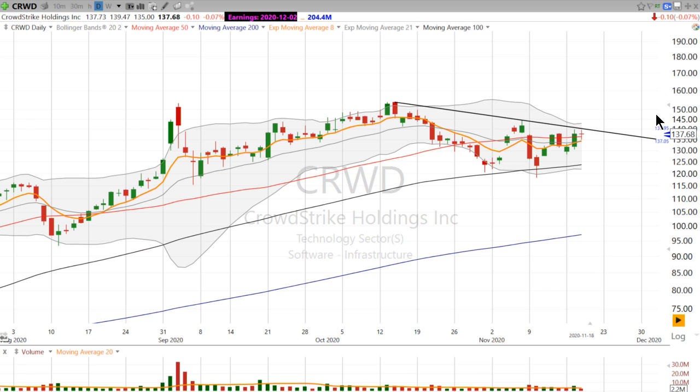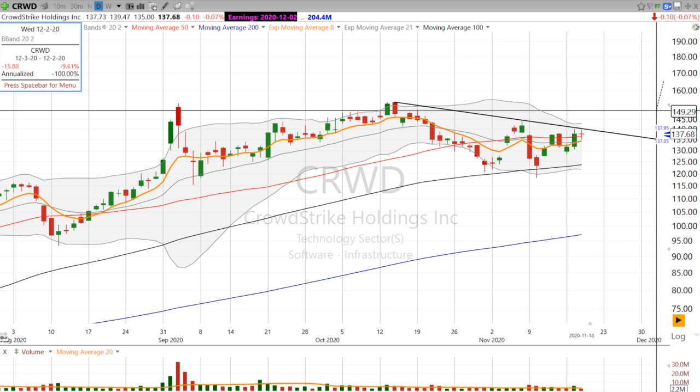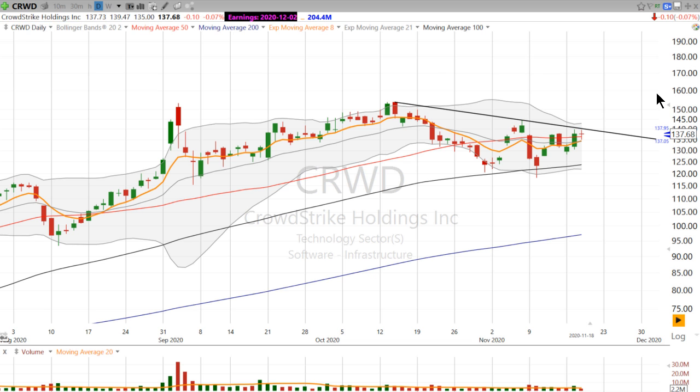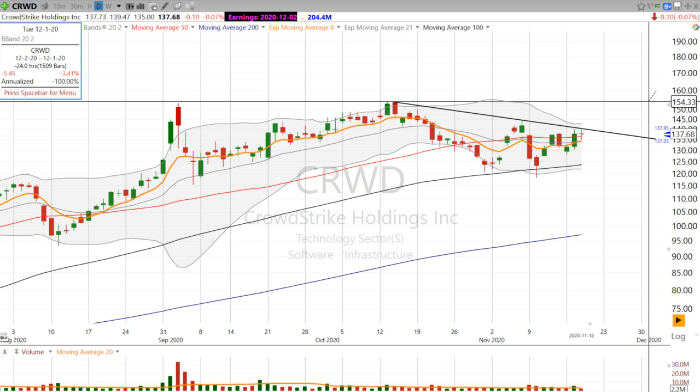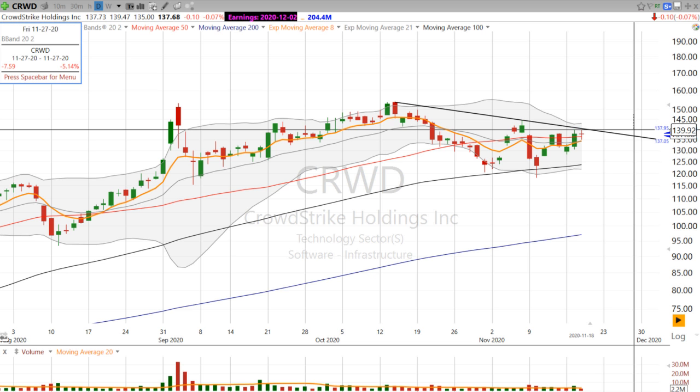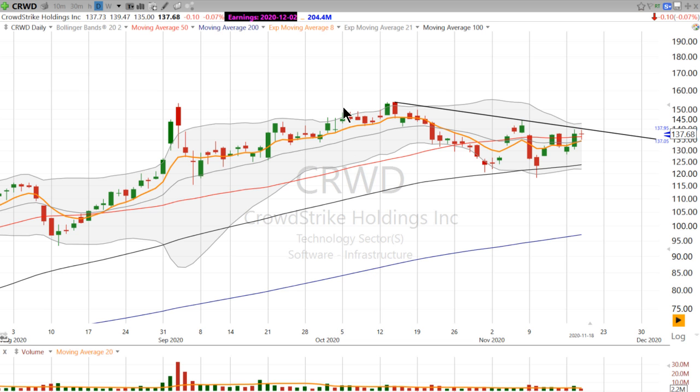Now for a short-term swing target, I think you can look to this high here and maybe have a short-term swing target of around, let's see, that's around 150, and then a secondary target up here at around 155. So two key levels to watch on CrowdStrike. Maybe have an alert on this right around 140, and you'd want to swing that to around 150.